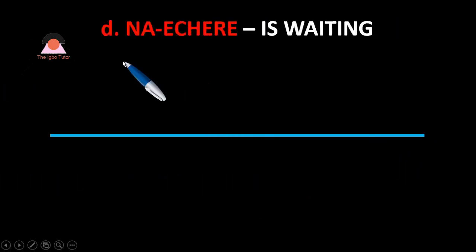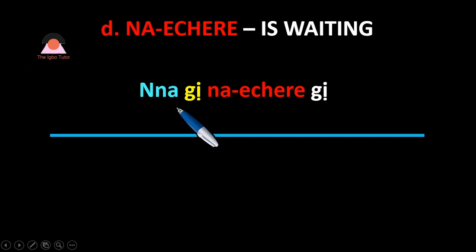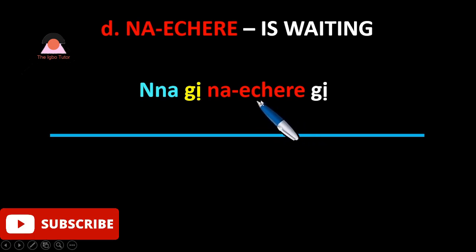Move on to the next verb variation. Na echere, continuous tense. Let's consider a sentence. Nna gị na-echere gị. We can also shorten it to say nna gị na-eche gị. Instead of adding RE at the end, you can remove it to make it smoother and say nna gị na-eche gị. So if you hear that, you won't say, oh, my Igbo tutor made a mistake, or I don't know, he wrote Chere instead of Che or Eche.